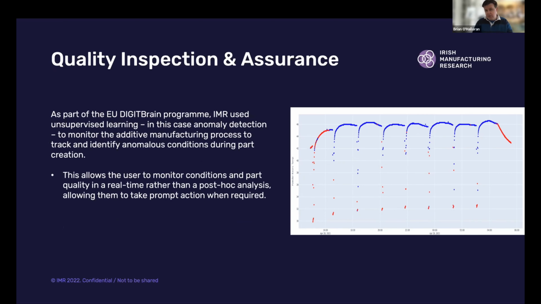So as part of the EU DigiBrain program, IMR is involved in one of the deliverables for this. We used unsupervised learning, in this case anomaly detection, to monitor the additive manufacturing process and to track anomalous conditions within the 3D printer machine during part creation. And this allowed us to monitor conditions in part quality in real time, rather than having to do post-hoc analysis. So obviously it allows the users to take prompt action if anomalous behavior is actually detected.